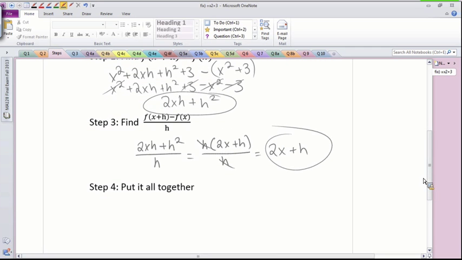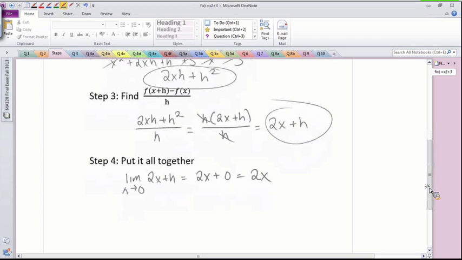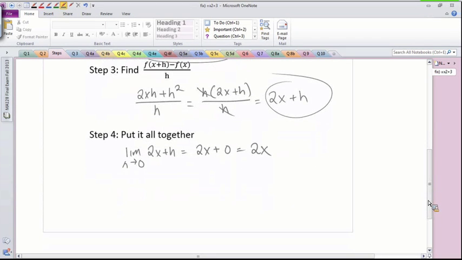Step 4, put it all together. So this was all the limit as h approaches 0. So we have the limit as h approaches 0 of 2x plus h, which is equal to 2x plus, instead of h, I'll put 0, which simplifies to 2x. So f prime of x is equal to 2x. Any questions?